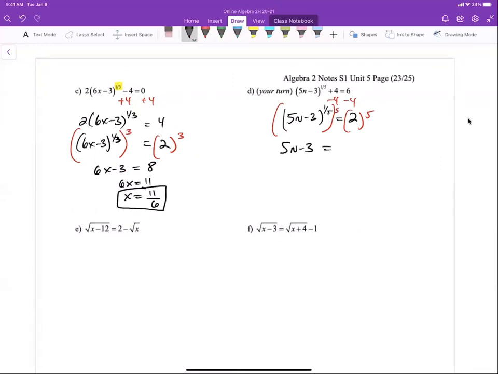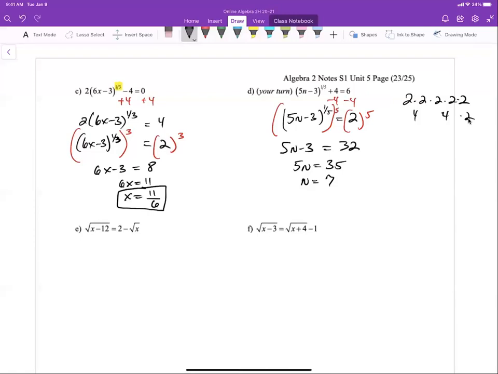So 5 times 1/5 is 1, and I will get 5n minus 3 is equal to 2 to the 5th power is 32. So it's the same as 2 times 2 times 2 times 2 times 2. So that's 4 times 4 times 2. So 16 times 2, 32. I will then add 3 to both sides of the equation, and I get 5n is equal to 35. And then I will divide by 5, and I get n is equal to 7. I need to check, well, actually it's to the odd power. I don't have to worry about extra solutions, but let's just check it anyway.